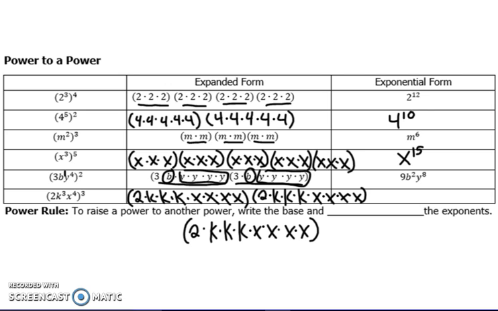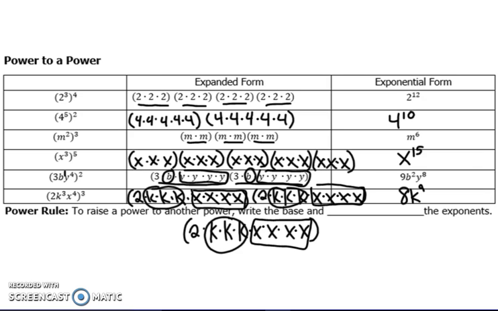Now we want to combine what's the same. Well, 2 times 2 is 4, times 2 again is 8. If I look at my k's, I have 3 in the first group, 3 in the second group, and 3 in the third group. Well, that gives me 9 k's, so I have k with an exponent of 9. And then if I look at my x's, I have 4 x's there, 4 x's there, and 4 x's there, giving me a total of 12 x's. So it becomes x to the 12th power.